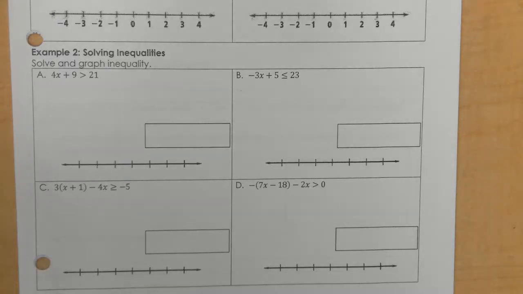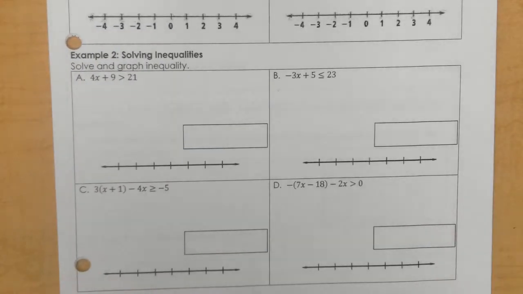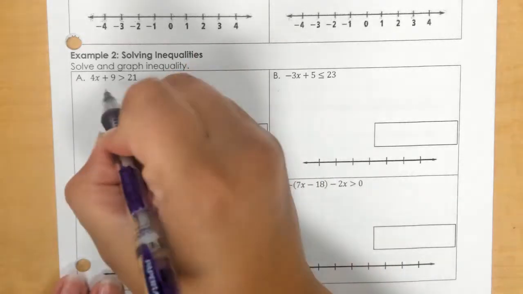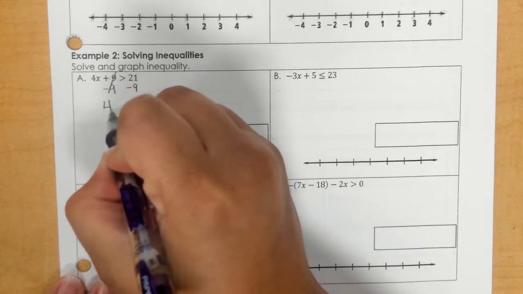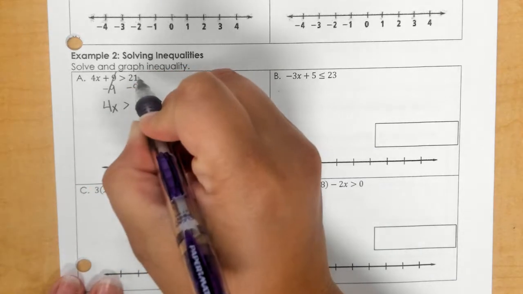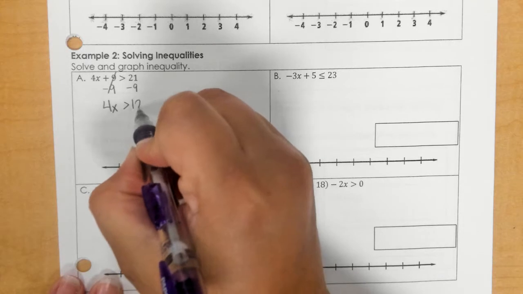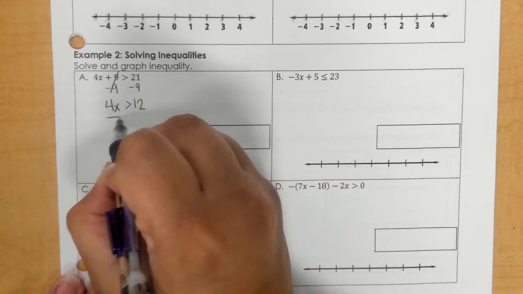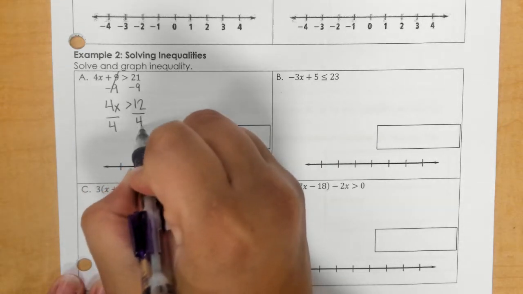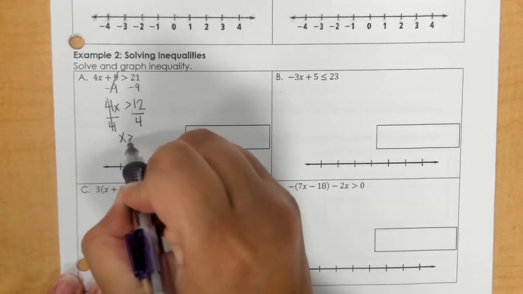For example 2, solving inequalities, this is just a two-step inequality. So we're going to add or subtract first. So I'm going to subtract 9. And we get 4x is greater than 21 minus 9 is 12. Then, to get x by itself, you're going to divide both sides by 4. And we get x is greater than 3.